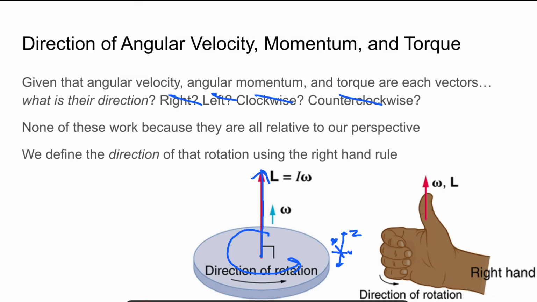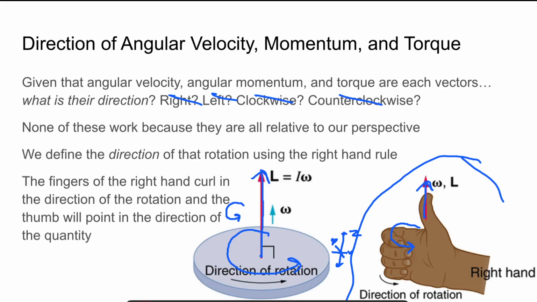And what we use is this thing called the right-hand rule. The right-hand rule says basically if you take your fingers and you curl them around in the direction of that motion, be it the torque or the angular velocity or the angular momentum, then the thumb of your right hand will be pointing up in what we call the positive direction. So this defines the positive direction for that vector. The right-hand rule gives us our positive direction, and the opposite direction would be the negative direction of our motion.